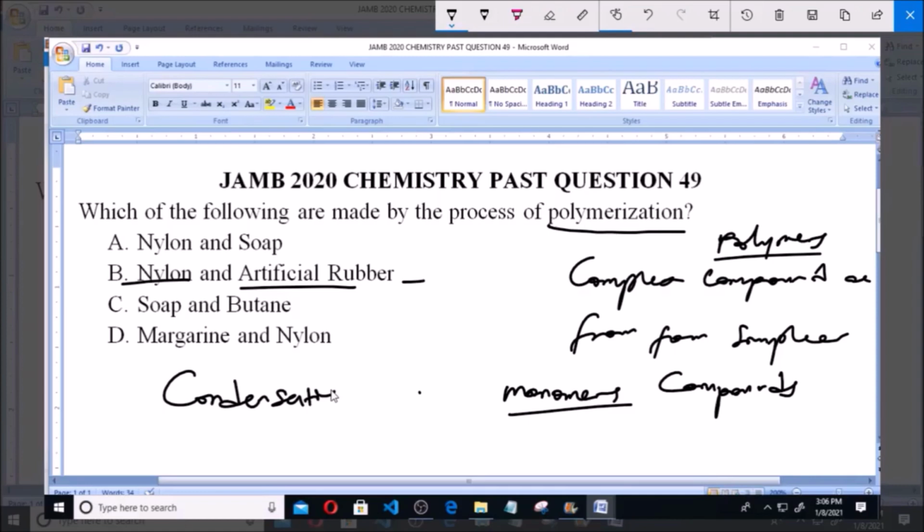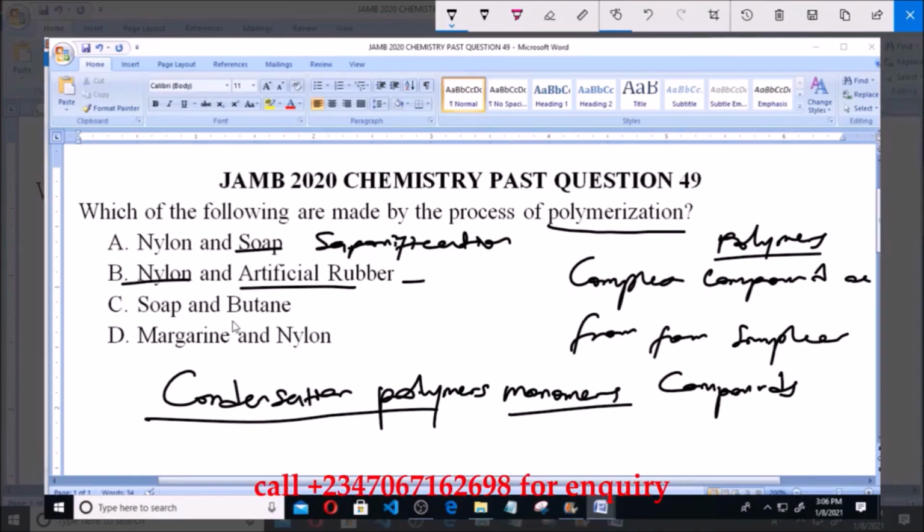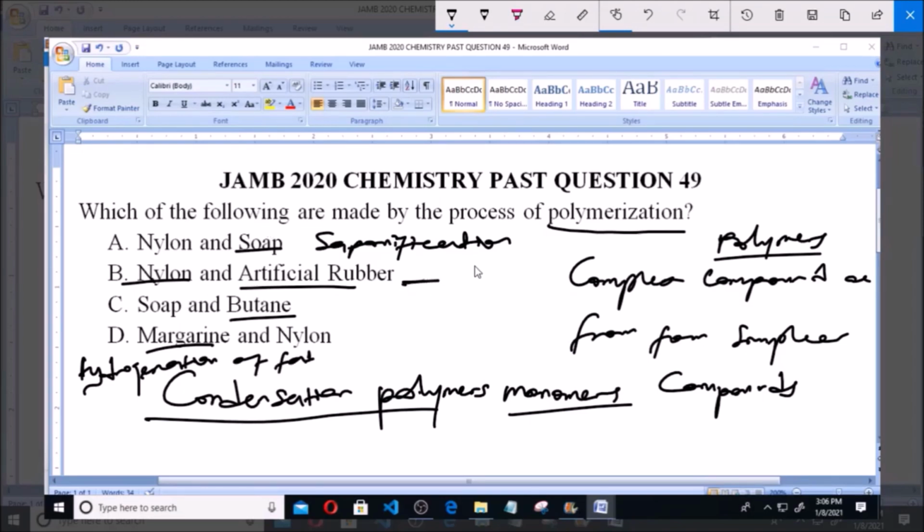That is, they are formed by what? Condensation of what? Various monomers. So nylon and artificial rubber are the two substances here that are made by the process of polymerization. Soap here is made by saponification of fats and oil. Now butane is an alkane. Then margarine here is gotten by the hydrogenation of fats. That will give you margarine, but saponification will give you soap. But nylon and artificial rubber are made by polymerization, that is, condensation of their various monomers. So the answer to this question is option B, nylon and artificial rubber.